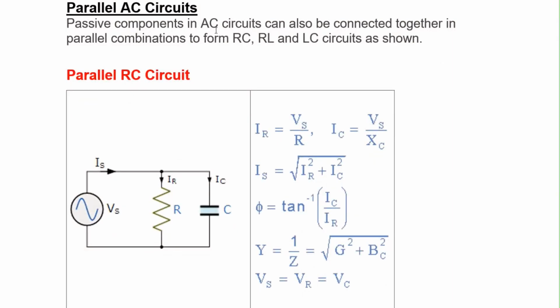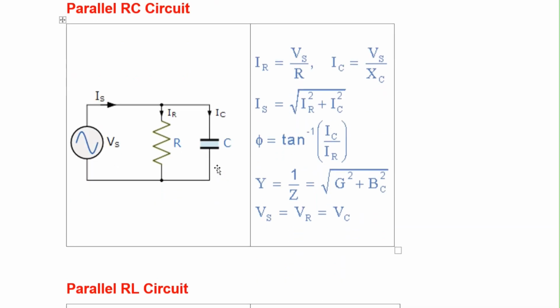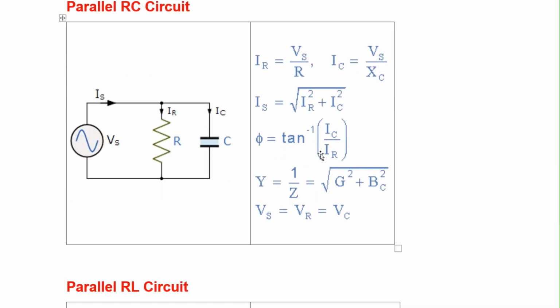So passive components in AC circuits can also be connected together in parallel combination in the form of RC, LC, and RL. So let's begin with parallel RC circuit. Here you can see this resistance and capacitance are connected in parallel, and they have been put across this AC source Vs, and this Vs is causing a current Is. So let's try to analyze this situation.